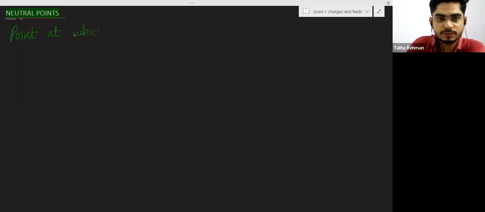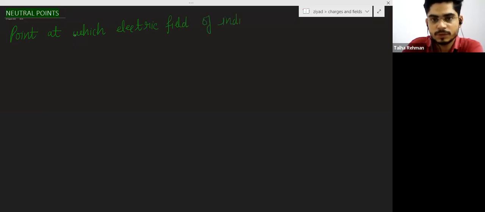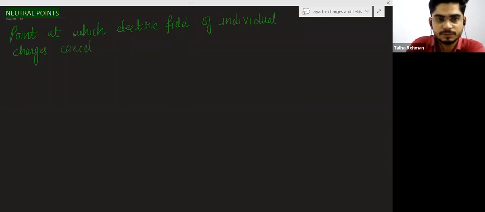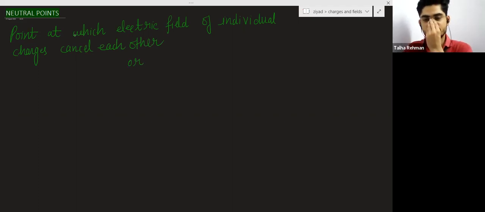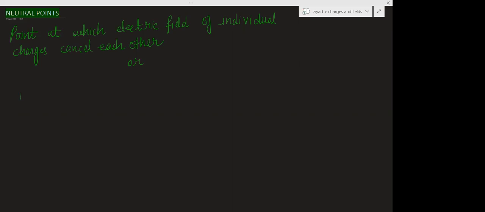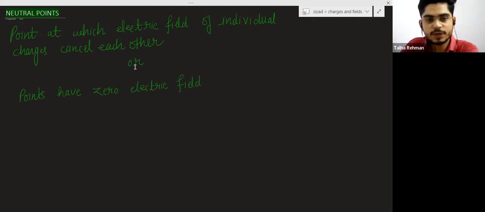Neutral point: a point at which the electric field of individual charges cancel each other, or you can say neutral points are the points that have zero electric field.